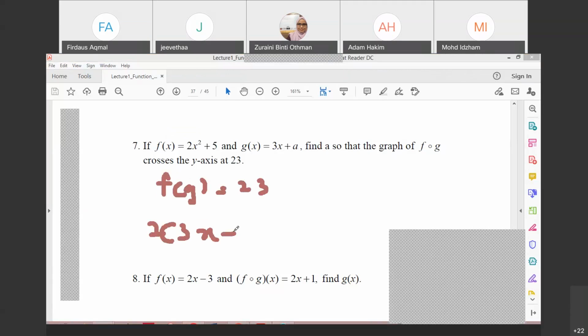3X campur A kuasa 2 tambah 5 sama juga dengan 23. Solve this equation. Then we put X is equal to 0, right? Because X axis cross at Y axis. Kalau cross dekat Y axis dah tentu X sama juga dengan kosong. So then our A will get berapa? Stephen?